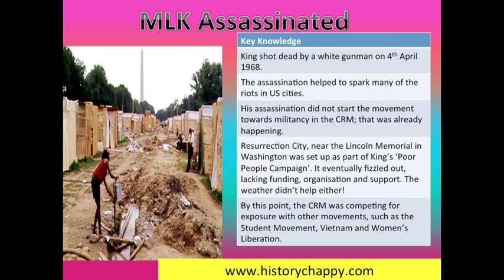In 1968, Martin Luther King himself was assassinated in Memphis. This itself sparked some riots in US cities. His assassination did not start the movement towards militancy in the civil rights movement. That was already underway and was already happening.